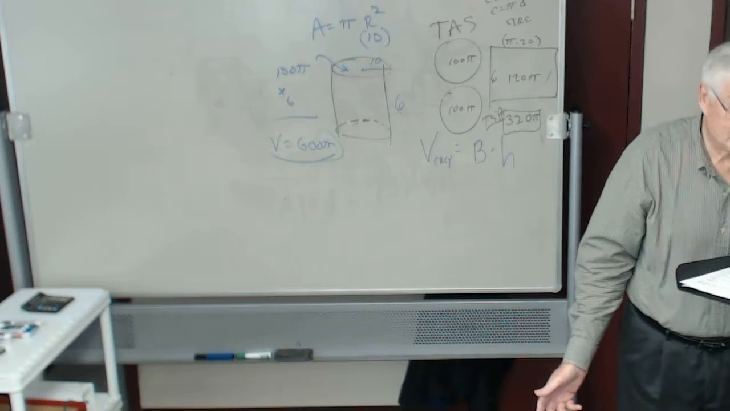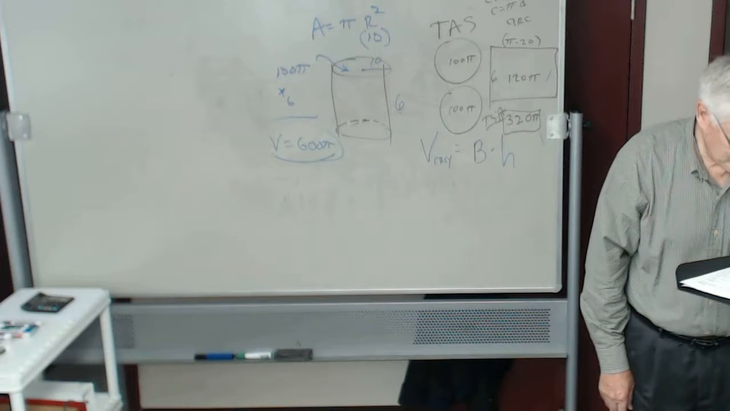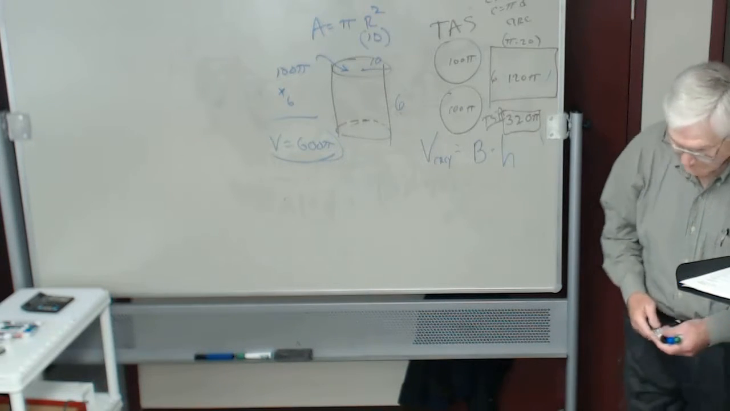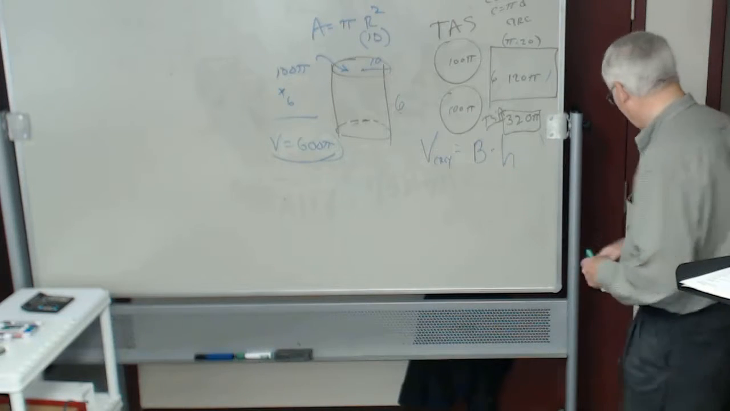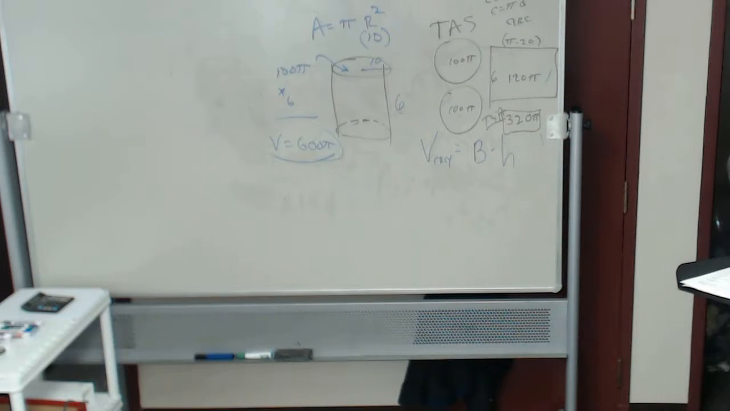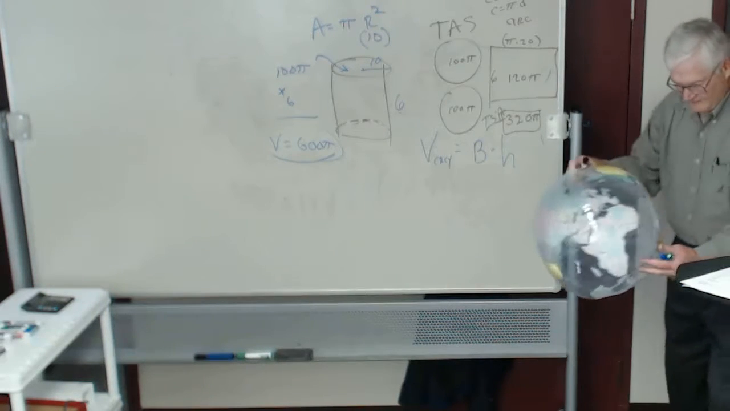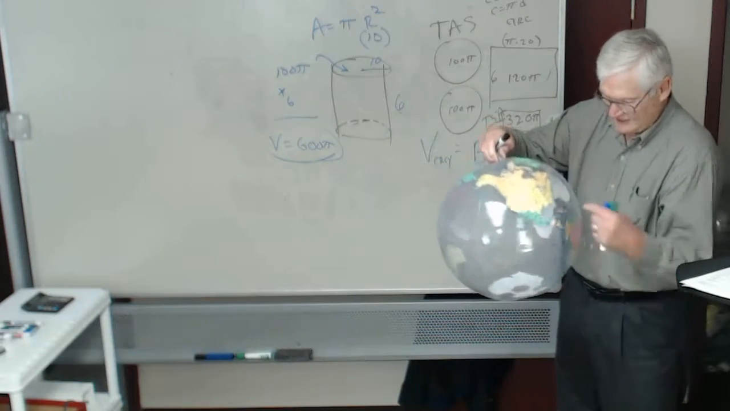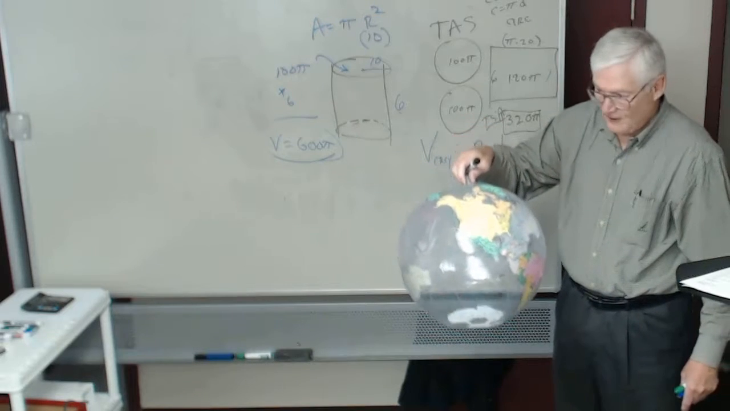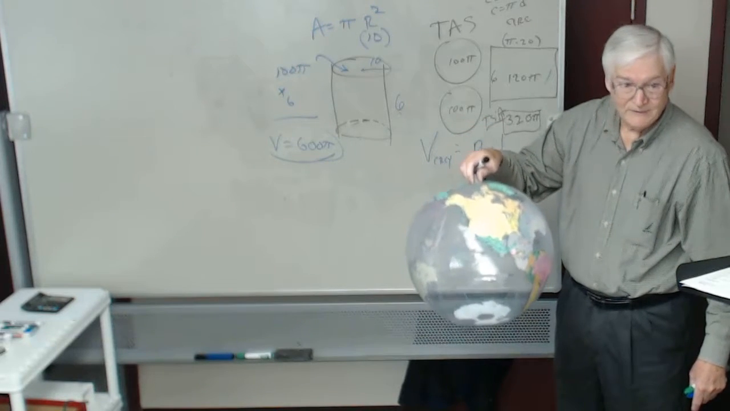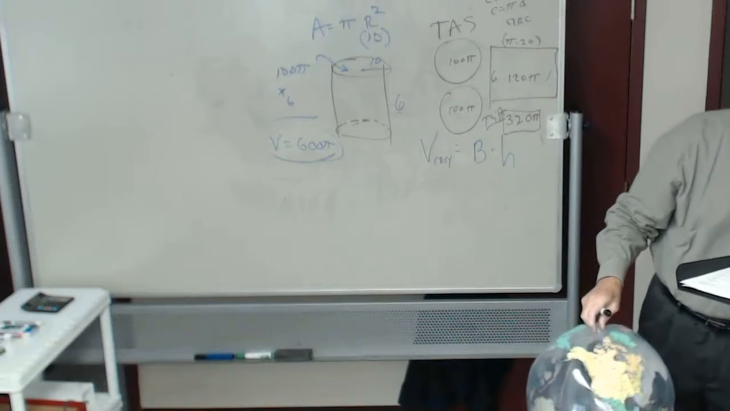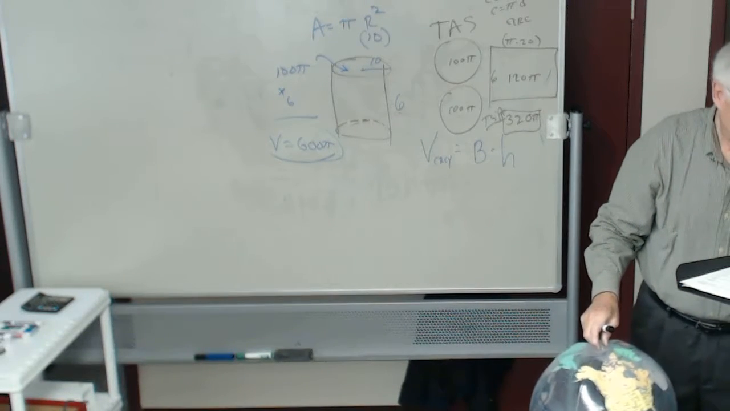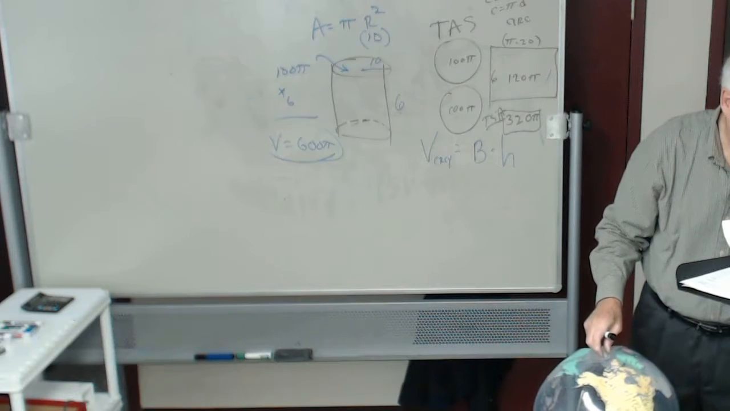Okay, number 26. Find the volume of a sphere of radius 12. That would be a basketball with a radius of 12. That would be one of these little globes with a radius from the center out to the edge of 12. Do any of you know the formula for finding the volume of a sphere? Where is it? You'll have to have this stuff in your notes for the test.